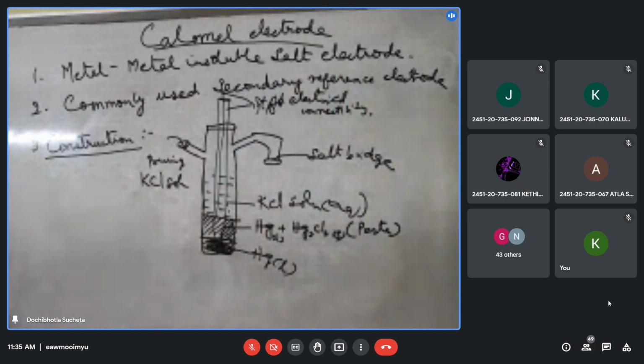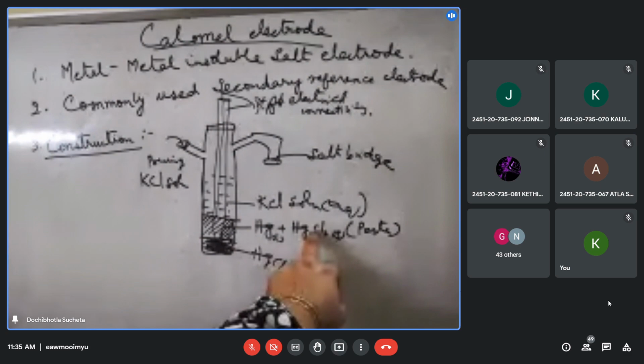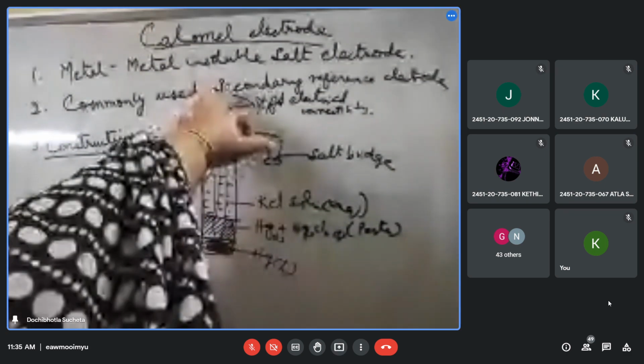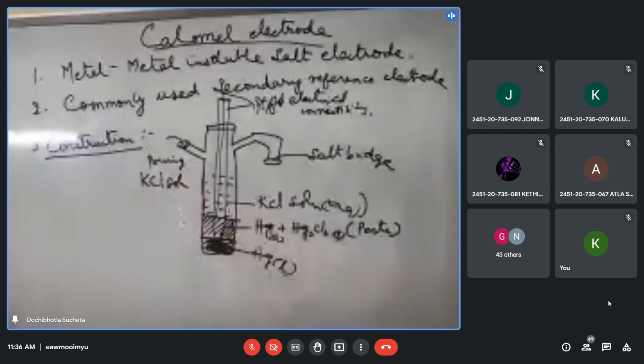So what is the calomel electrode made up of? A calomel electrode is made up of mercurous chloride, commercially called calomel, KCl solution, and a platinum wire for electrical connectivity. That's the construction of a calomel electrode.